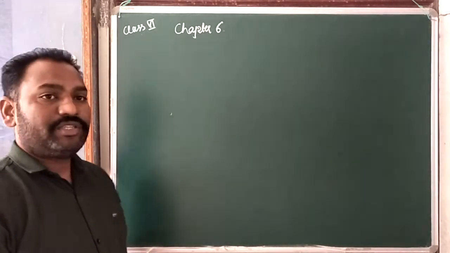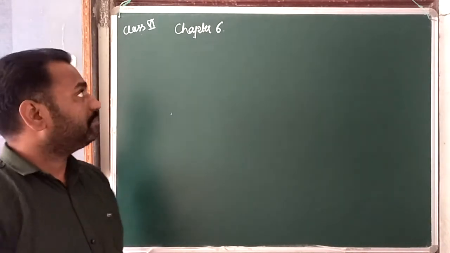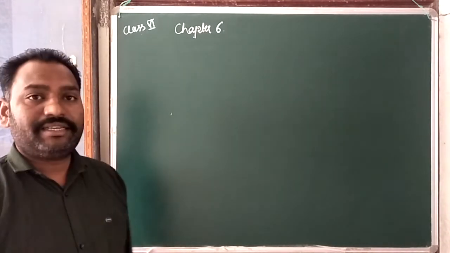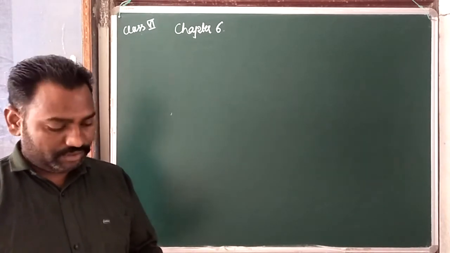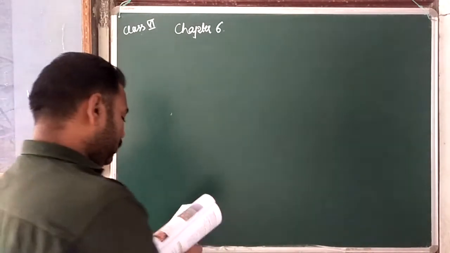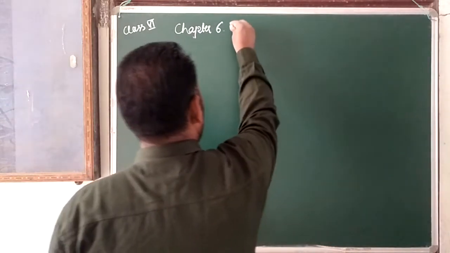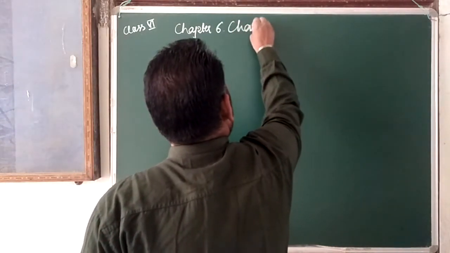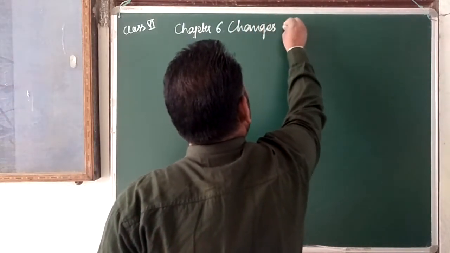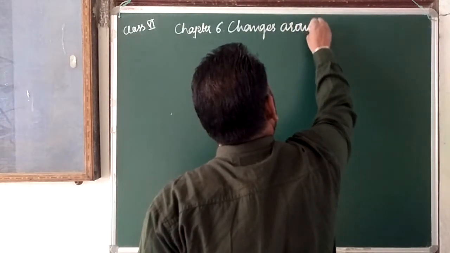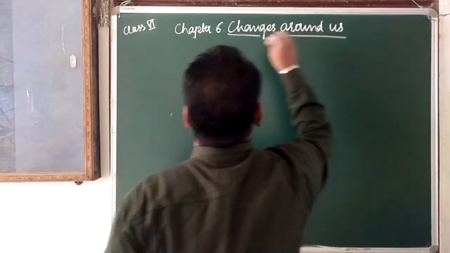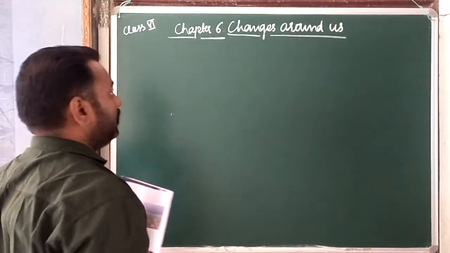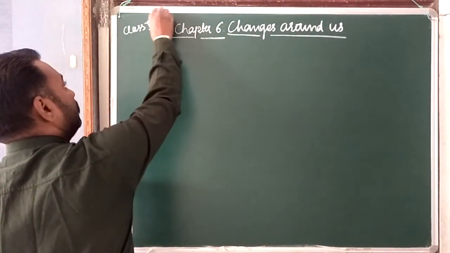After winter vacations, now we are starting our new chapter, chapter number 6. The name of this chapter is Changes Around Us. So first we have to write the chapter name, that is Changes Around Us. This is chapter number 6 for class 6.